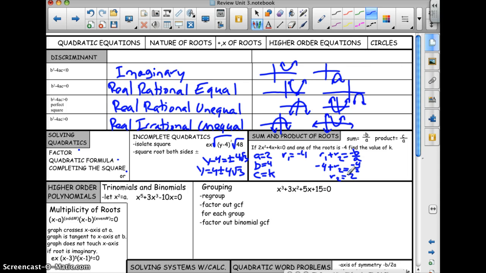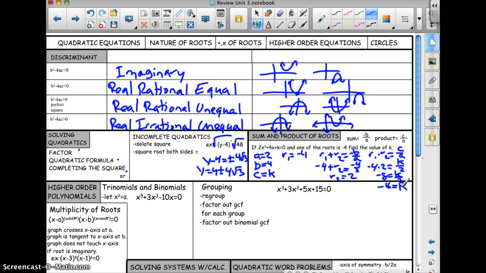All right, now once I know both roots, then I know R1 times R2 has to equal c over a. So in this case, that's going to give me negative 4 times 2 has to equal k over 2. So negative 8 equals k over 2, and negative 16 equals k. Negative 16 equals k, and I found the value of k.